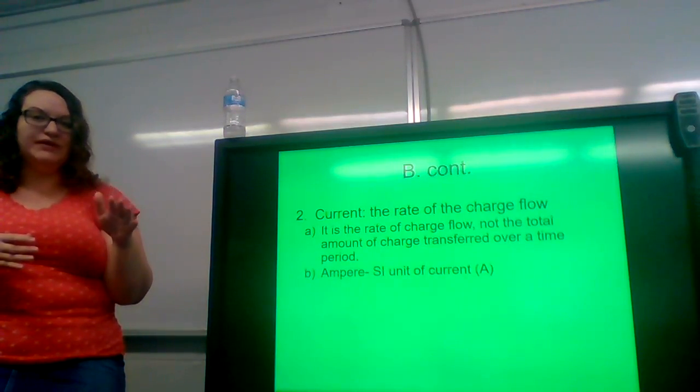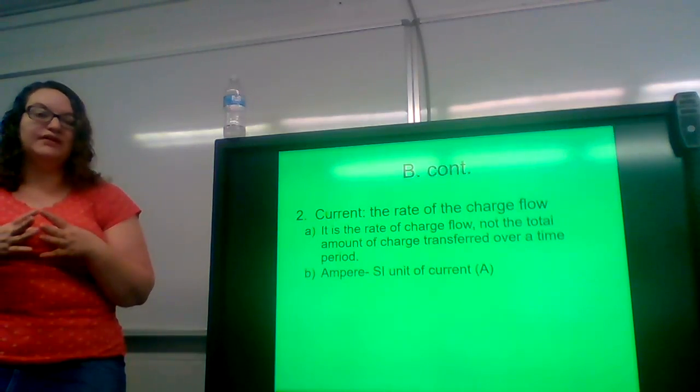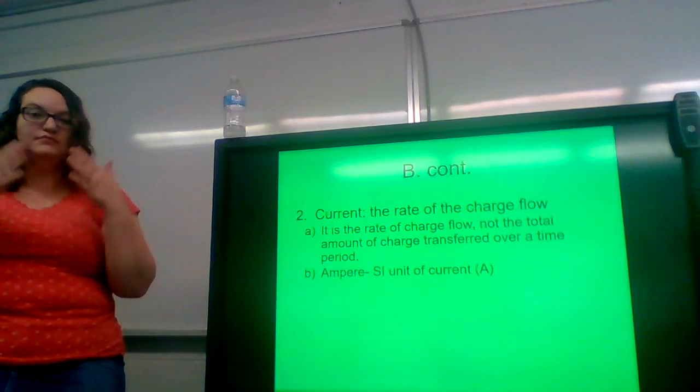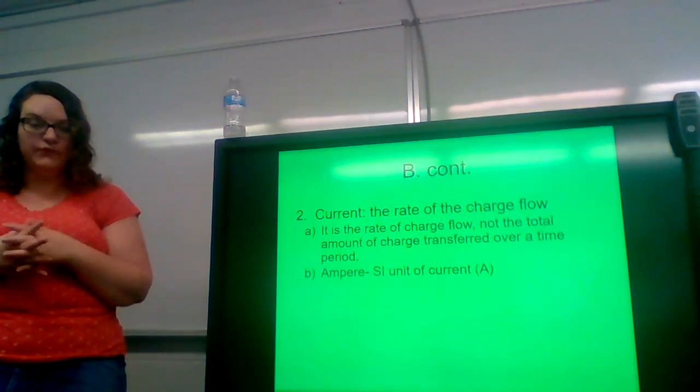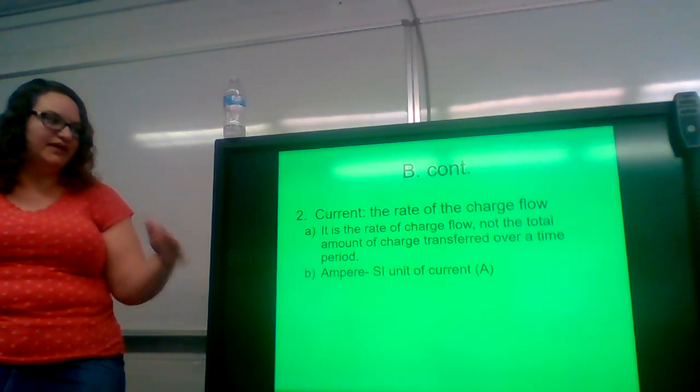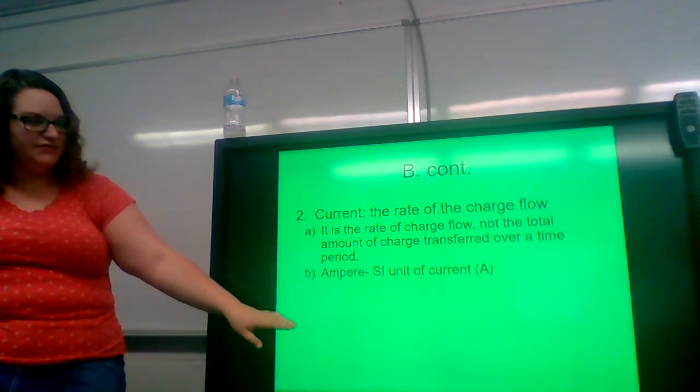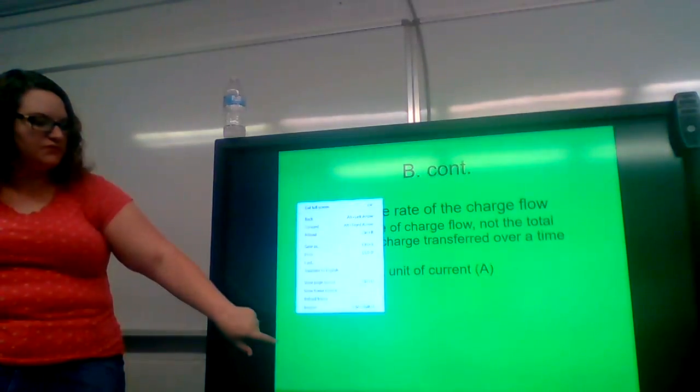Current does not have to deal with the end number. It deals with what is the general ability of the flow, okay? Hopefully I didn't confuse you guys with that. But ampere is the SI unit of current.